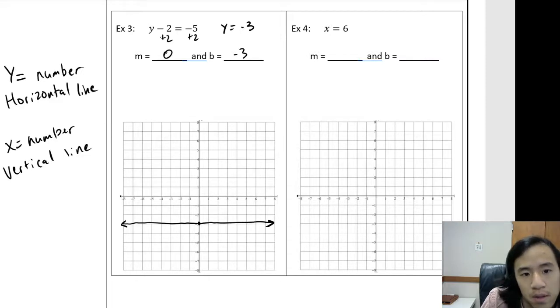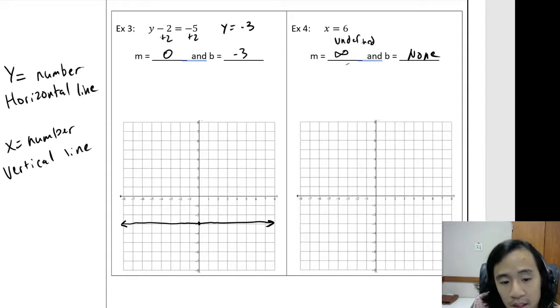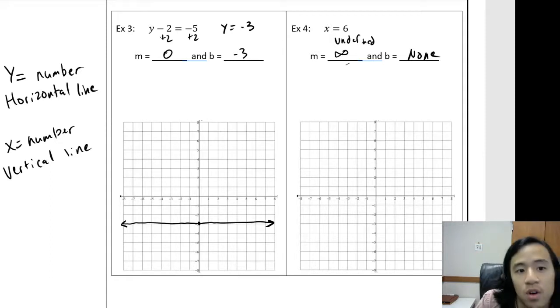Whenever you have a vertical line, you're not going to worry about these, because technically the slope is undefined. And technically there is no y-intercept. But anyways, let's figure out how to graph this. That's the more important part. So we have x is equal to 6. We're going to go to the x-axis at 6. Here we are, plot a point. And we're going to draw a vertical line that goes through that.